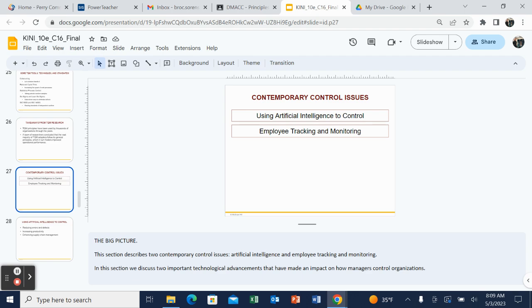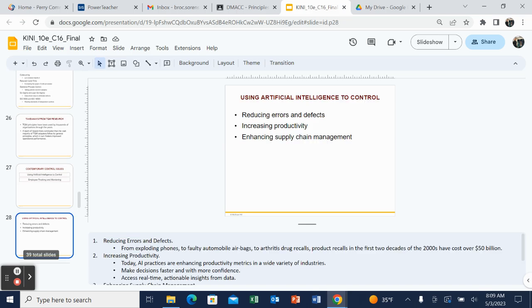All right, now as we get into 16.5, contemporary and control issues. So using artificial intelligence to control, and then employee tracking and monitoring. So we'll take a look at those here as part of 16.5. So using AI to control: reducing errors and defects, increasing productivity, and then enhancing supply chain management. So reducing errors and defects.